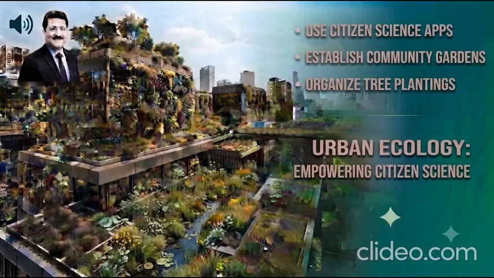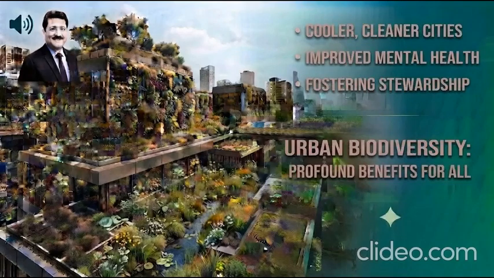Technology and citizen science are powerful allies. Residents can use smartphone apps to record birds, butterflies, and plants, contributing valuable data to scientists. Schools can establish pollinator gardens, and community groups can organize tree plantings and cleanups. Every observation and every sapling planted becomes part of a larger movement toward ecological recovery.